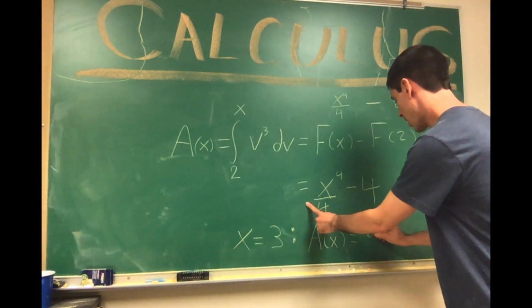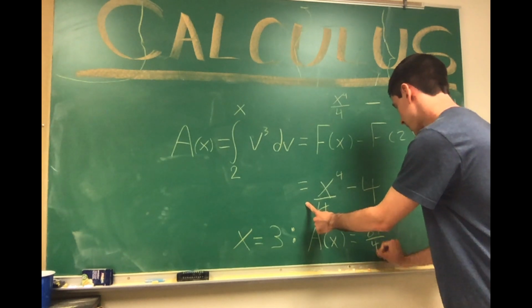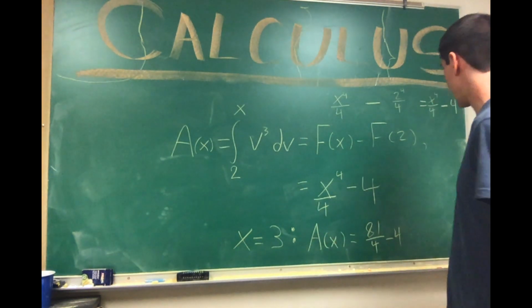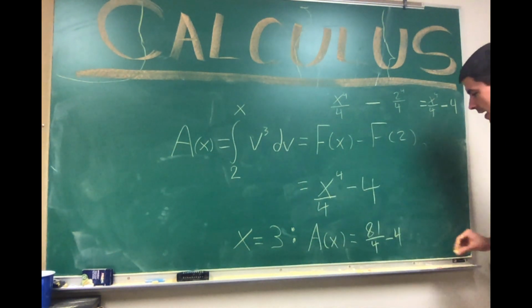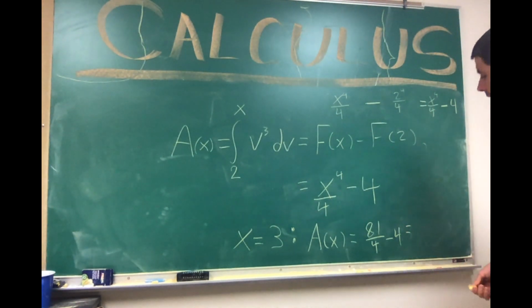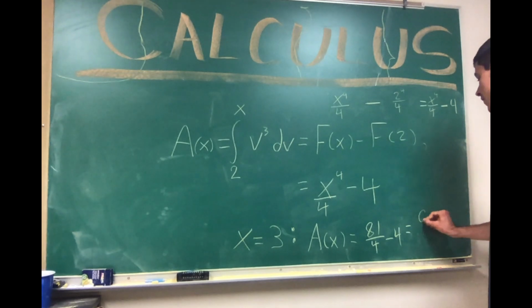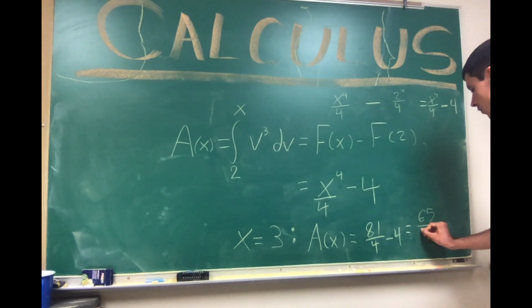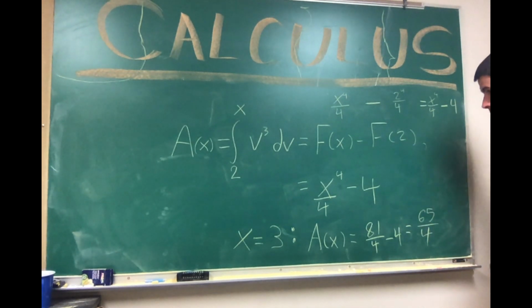So we're going to have 81 over 4 minus 4. Of course, we could undo what we did here if we wanted to have it all over a common denominator. 81 minus 16 is 65, so 65 over 4. So there we go.